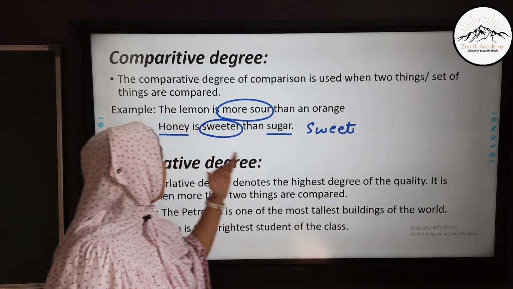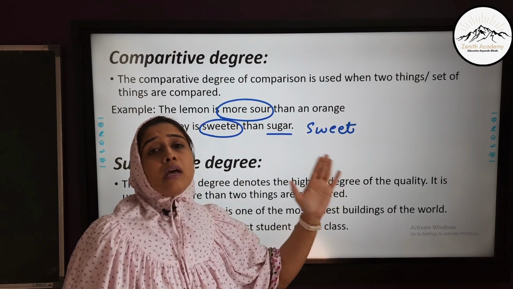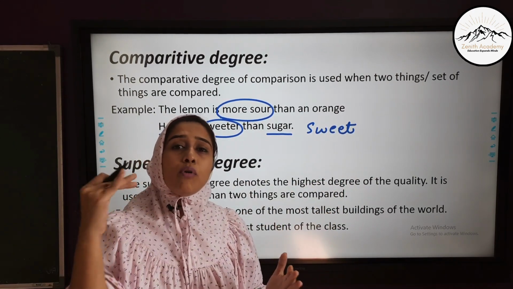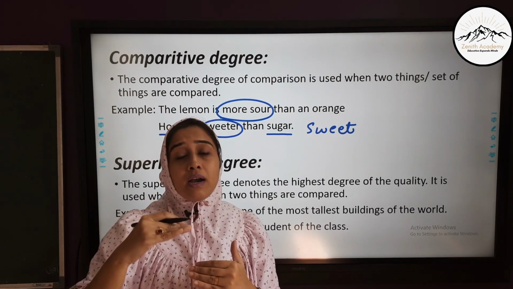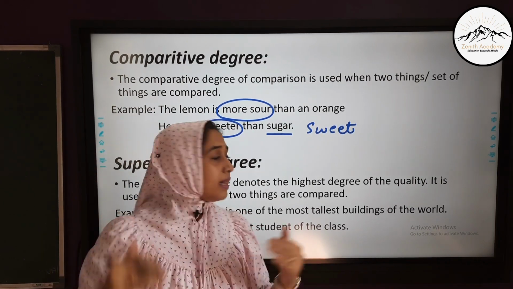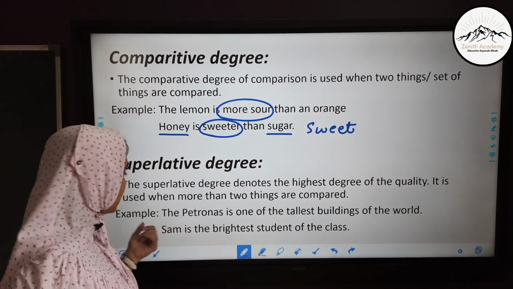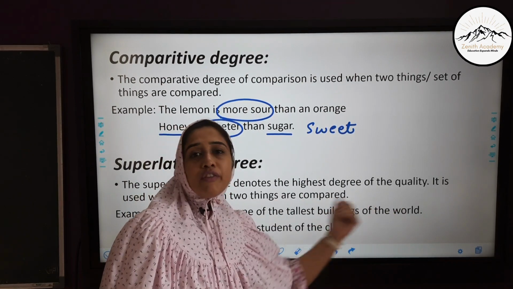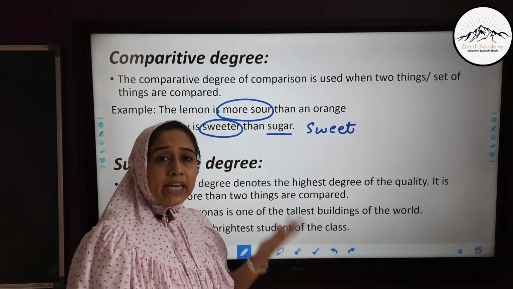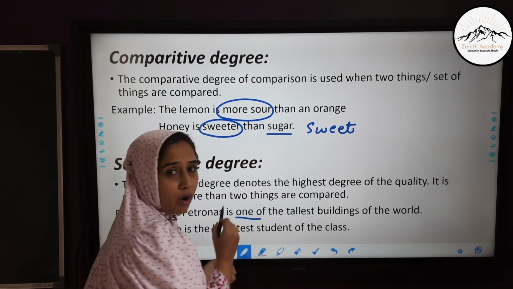When we say lemon is the most sour fruit, it means that of all the fruits, lemon is the most sour fruit. So there the sourness of the lemon becomes the highest degree, and that is why it will be called the superlative degree. Let's see the examples. The Petronas is one of the tallest buildings of the world. Now there are many tall buildings in the world, and that is why we use one of the.